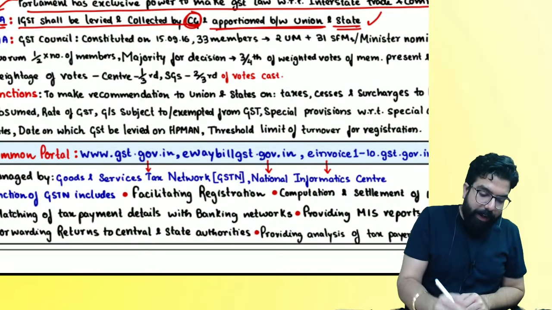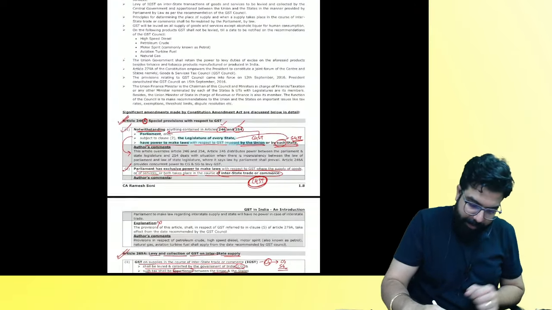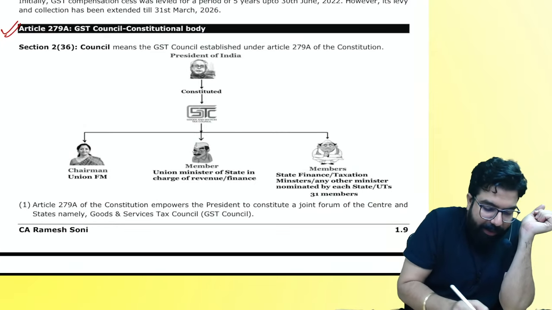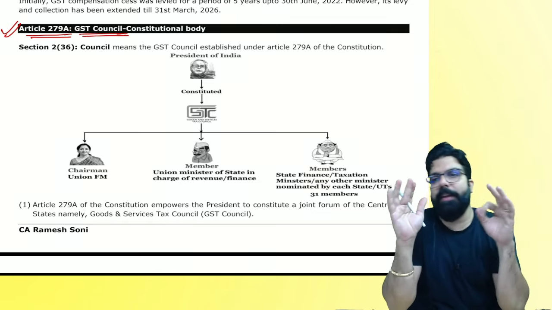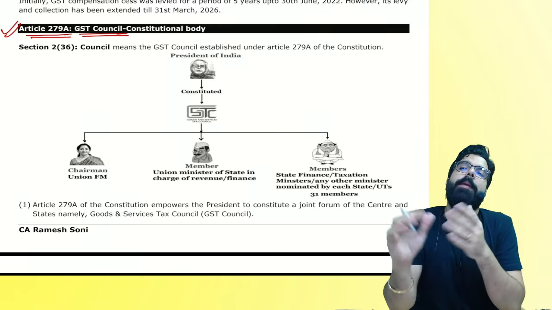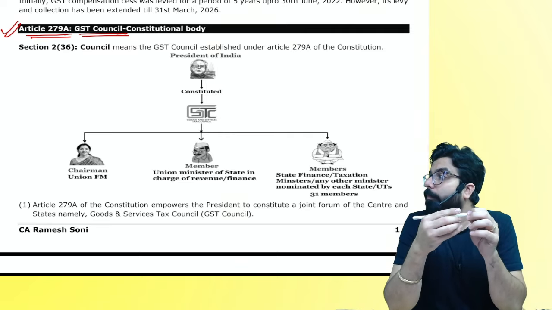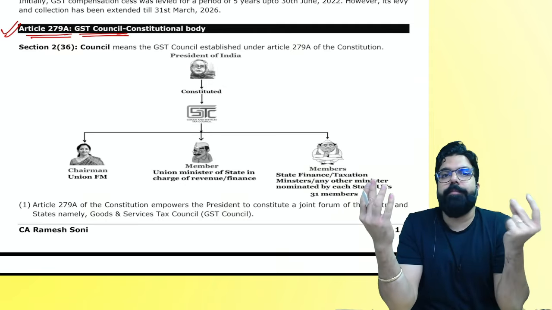People, over here now, in your book, please come in your book, everyone. We have something called GST. Oh, you don't have to come to your book. You have to be in your chart only. GST Council. Listen to me very carefully. What do you mean by the GST Council? It's a committee.